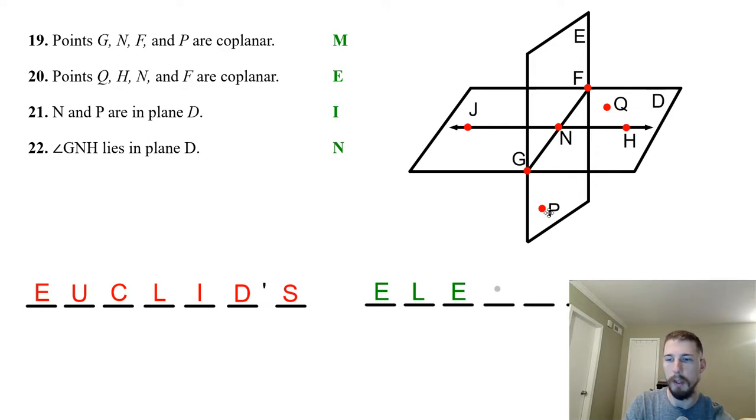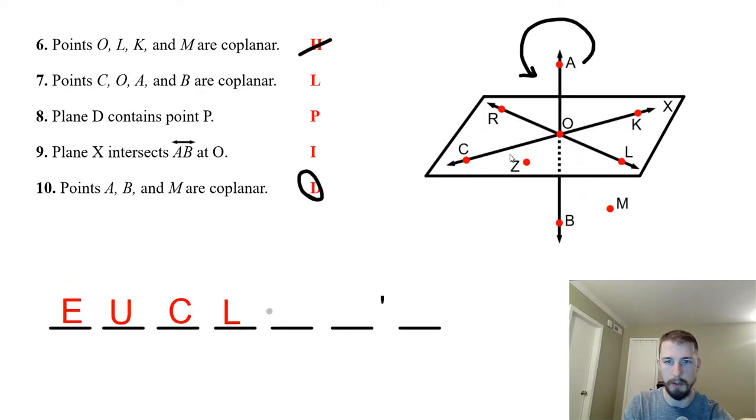Well, if you notice, point P is actually on the vertical plane, plane E. It's going to be below plane D. So no, it's not going to contain that. So that one's going to be false. So we can cross that one out. Actually, sorry, that would be this one right here.